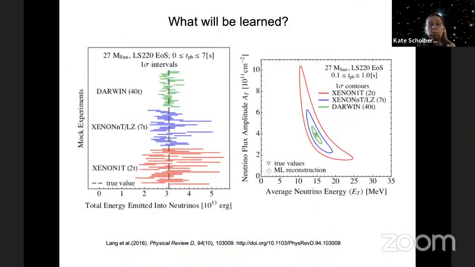And this is really exciting because it gives you a measure of the total flux. The neutral current doesn't care what the flavor is, and so it tells you about the entire flux. And so this is an example of how well you could learn about the total energy emitted into neutrinos and make a measurement here of this. This is the same kind of parameter space that I talked about before, average energy and amplitude.